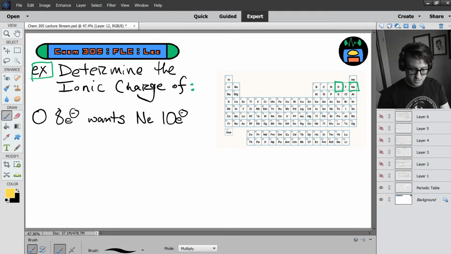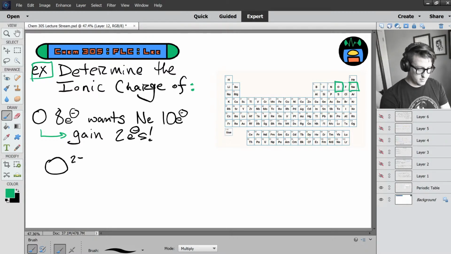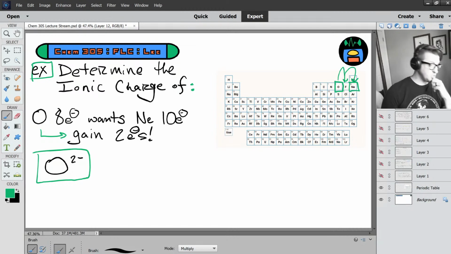The answer here is oxygen needs to gain. It needs to gain 2 electrons, and when it does, it will pick up a charge of -2. So the anionic charge that oxygen will acquire is -2 because it wants to bounce 2 spaces up to its nearest noble gas. It gains 2 electrons, picks up 2 negative charges, so it has a charge of -2.